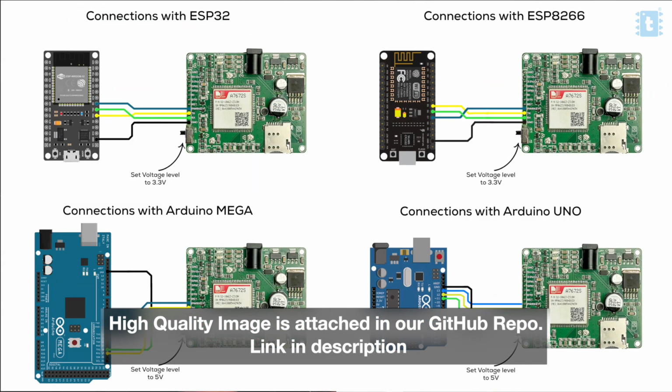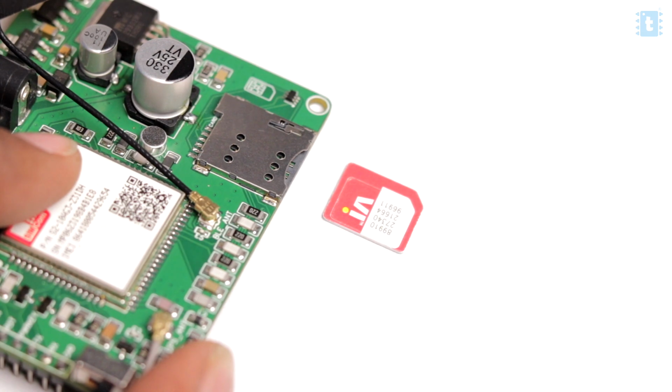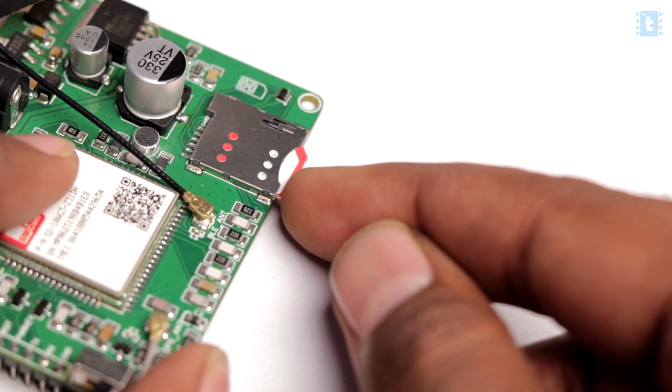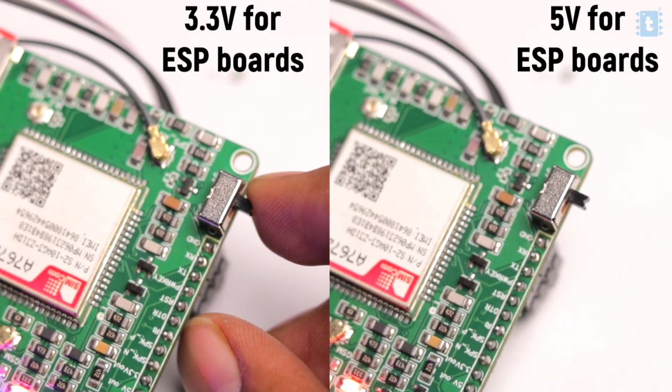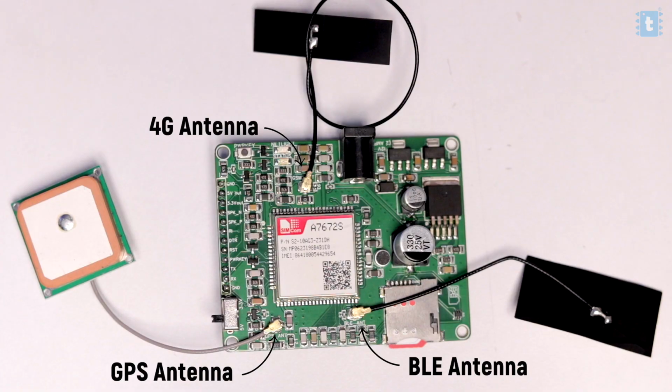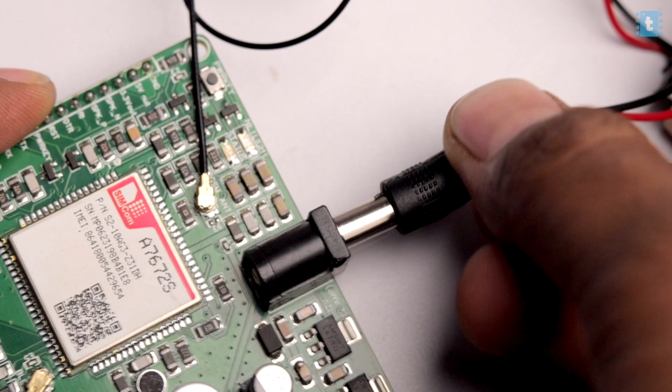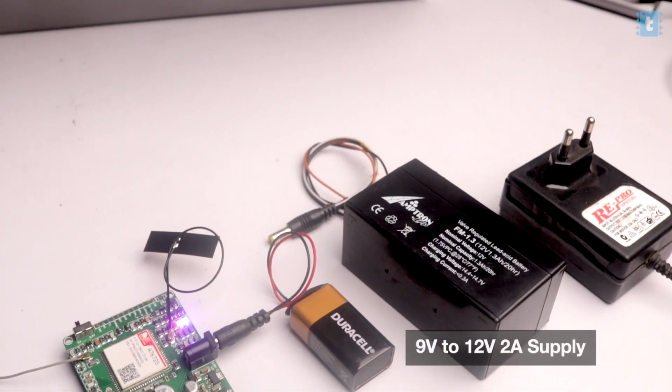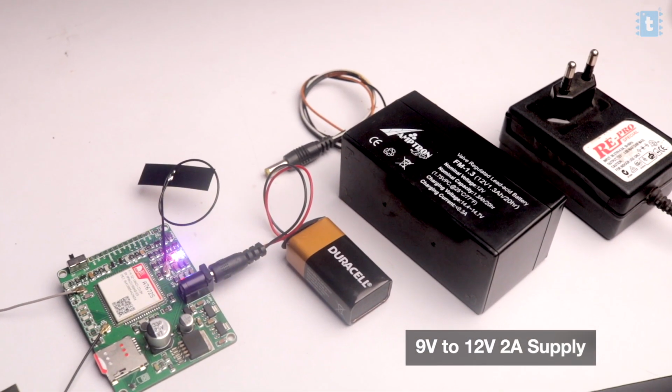Now before moving ahead with the code part, make sure the 4G module is connected properly with the microcontroller board of your choice. The SIM card is inserted in the correct position. The voltage level switch is at the right position. All the antennas are connected to the respective slots. And the module is powered up properly with a 9 volt to 12 volt, 2 ampere power supply.